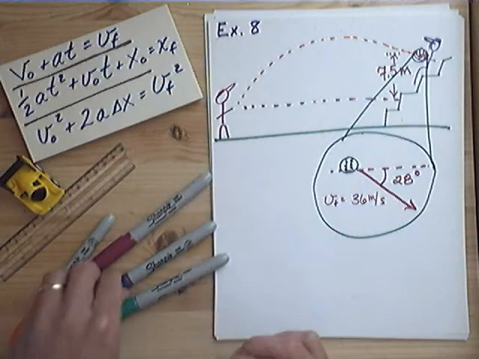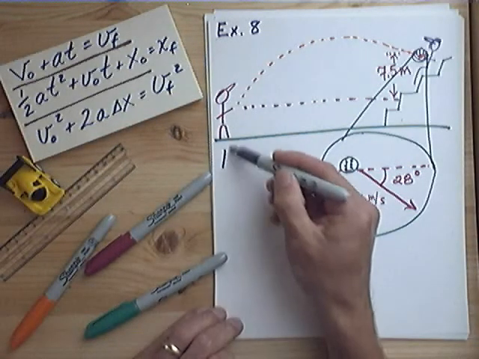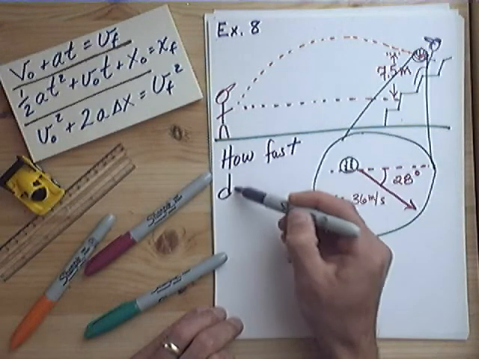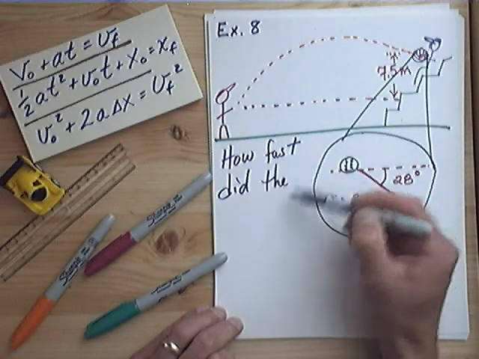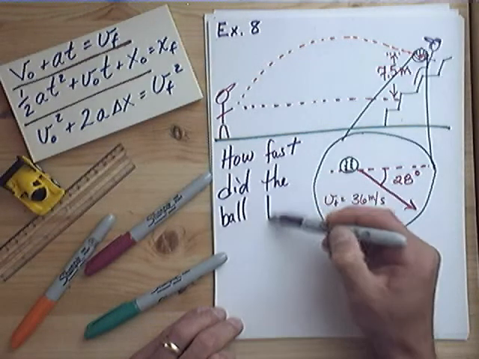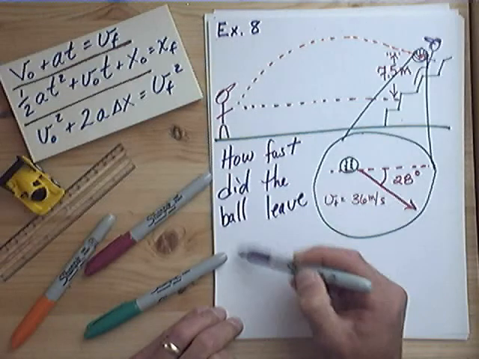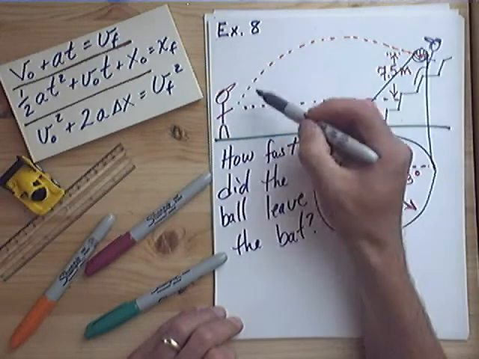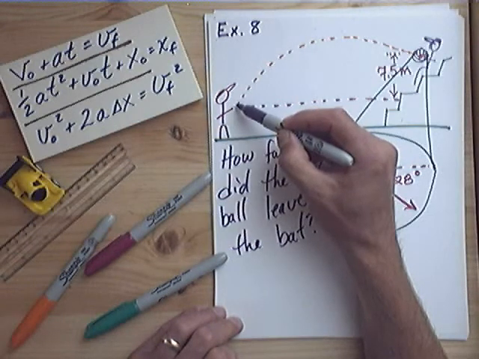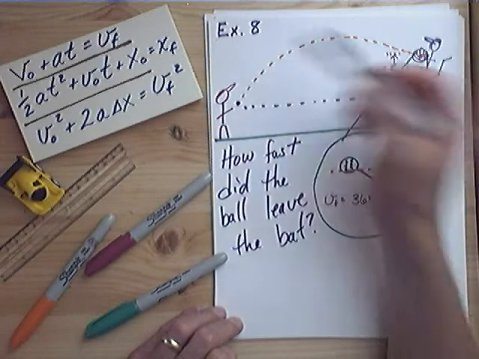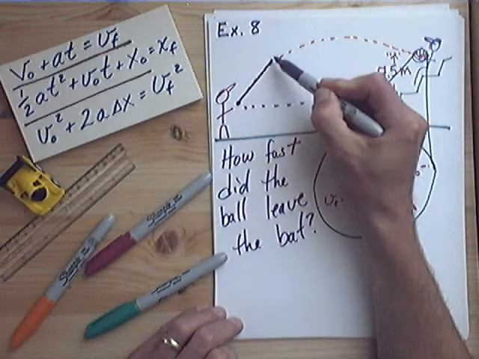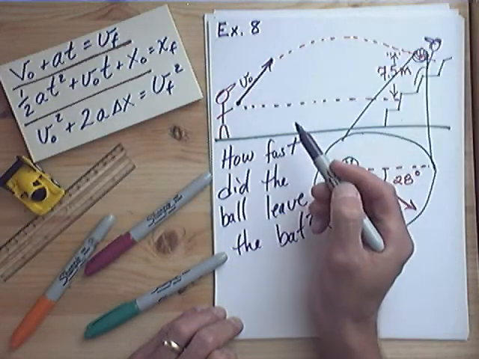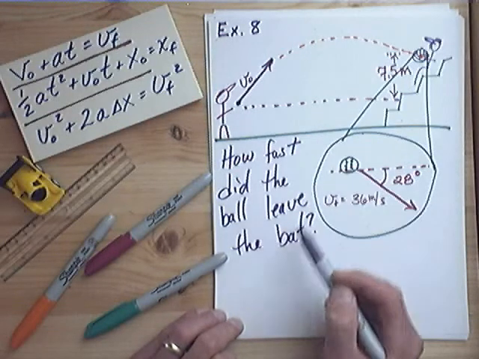So now, the question then is, how fast did the ball leave the bat? So that would be right here. So this is a really poorly drawn bat. So here's the ball. When it comes off, it's going up at this angle. That would be the initial velocity. How fast did the ball leave the bat?